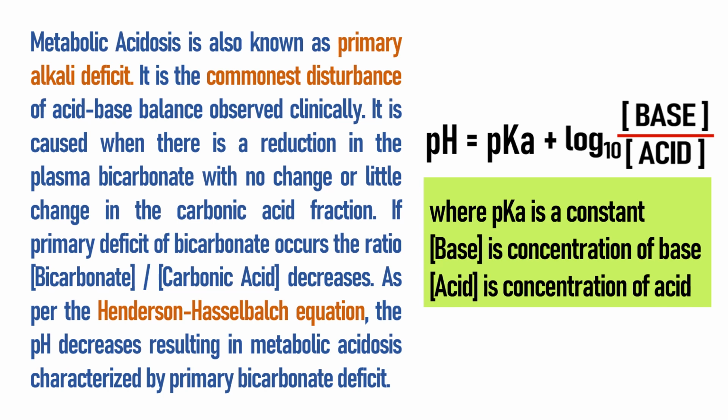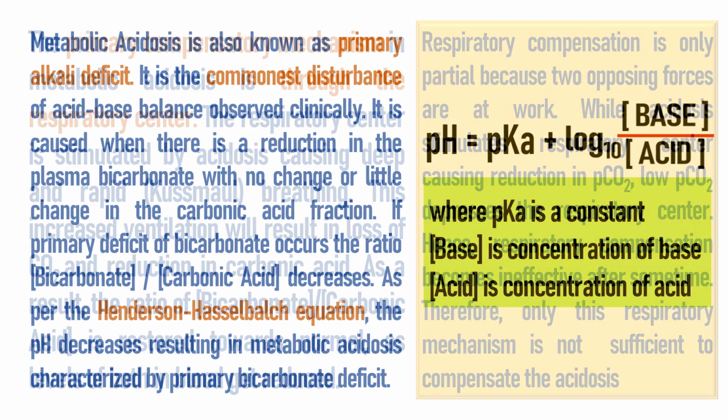Let's review the Henderson-Hasselbalch equation. Here pK is a constant, base within brackets is concentration of base, and acid within brackets is concentration of acid. The equation basically means that pH of a solution or fluid is dependent on the ratio of the concentration of basic ion and its conjugate acid. Recall that every acid has its conjugate base, which is the anion part of the acid molecule. So acids and bases exist as conjugate pairs.